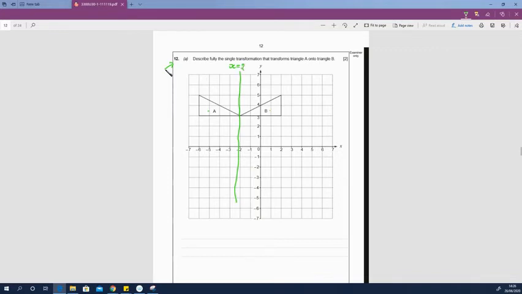So the single transformation we can describe as a reflection in line x equals, oops, it's minus 2, not 2, minus 2.